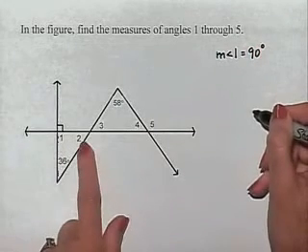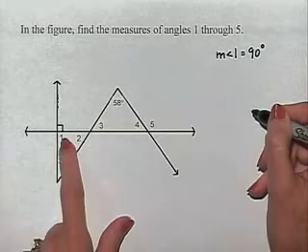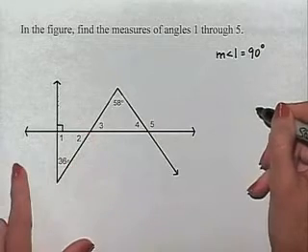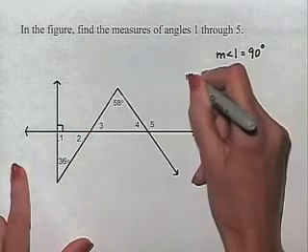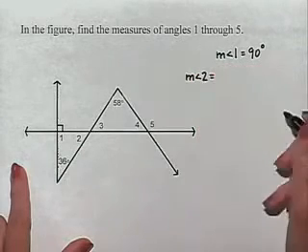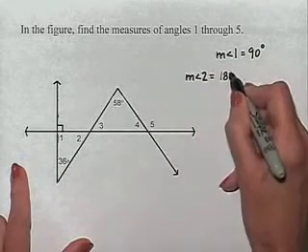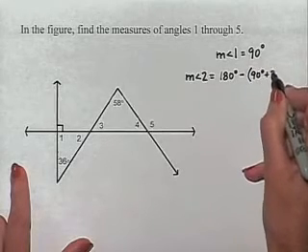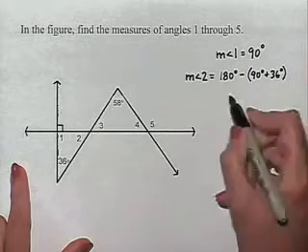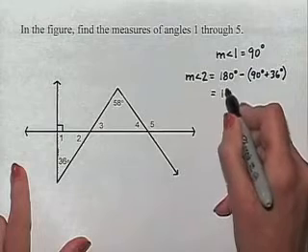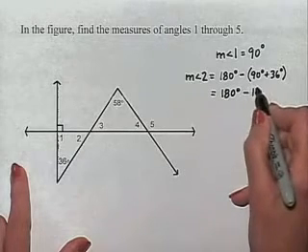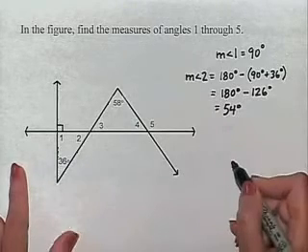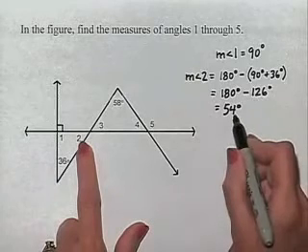Next, we have angle 2, which is inside of a triangle with angle 1 and a 36-degree angle. Because the three angles together must equal 180 degrees, we can find the measure of angle 2 by doing the following calculation. If we take 180 degrees and we subtract from it the sum of the other two angles, that is 90 degrees plus 36 degrees, we'll come up with that measurement. So the measure of angle 2 is going to be 180 degrees minus 126 degrees, which is going to leave us with 54 degrees. So now we know that angle 2 has a measure of 54 degrees.